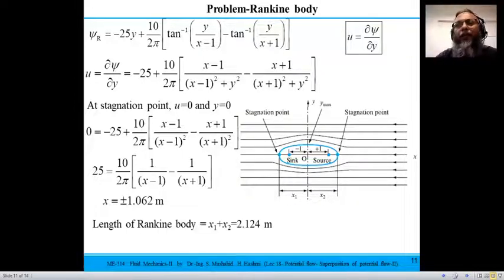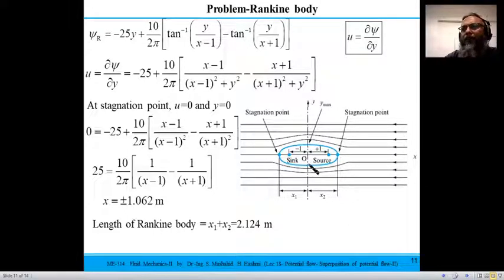So we can easily work out the length of the Rankine body, because we know the location x from the origin to this stagnation point. I know it is 1.062, and this is also 1.062, so it is twice of that. So the length of the Rankine body would be 2.124 meters. So in the first half of this problem, we have to work out the size of the Rankine body. We have worked out the length. Now we have to work out the width.